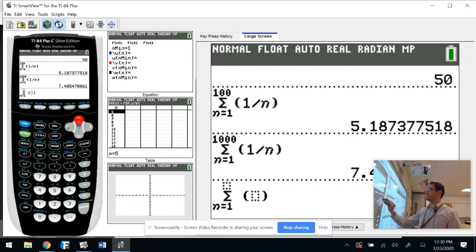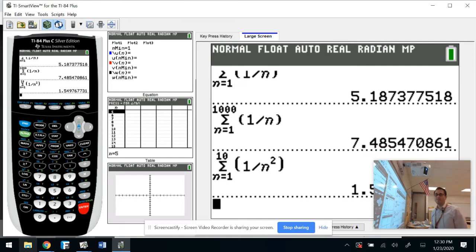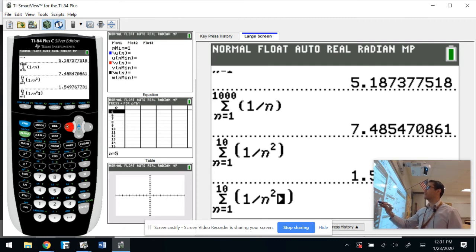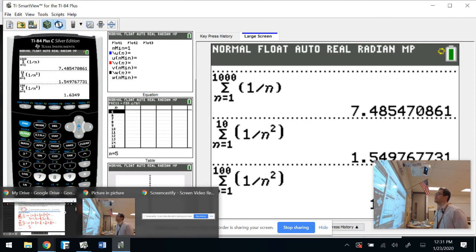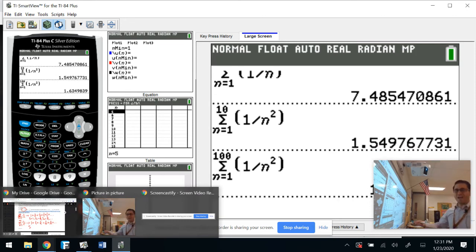Okay, let's go to just 10. But this time let's do that second one, which is 1 over n squared. And if you notice, this is kind of related to P series 2 as we did before. Let's see what we get there. 1.549. Interesting. Let's get a little bigger here. Let's go to 100. Okay, let's see what happens.